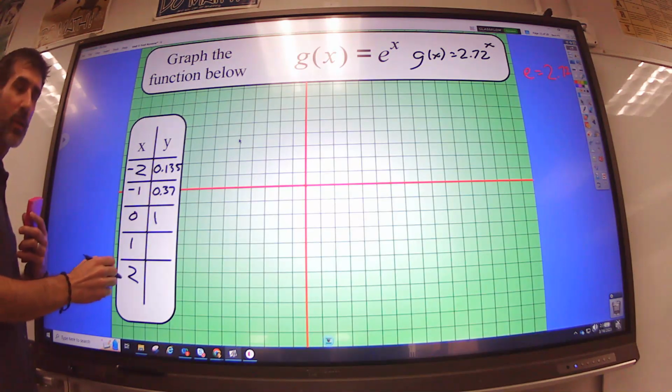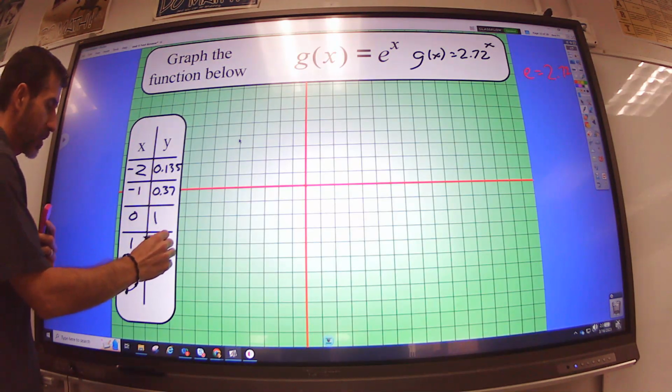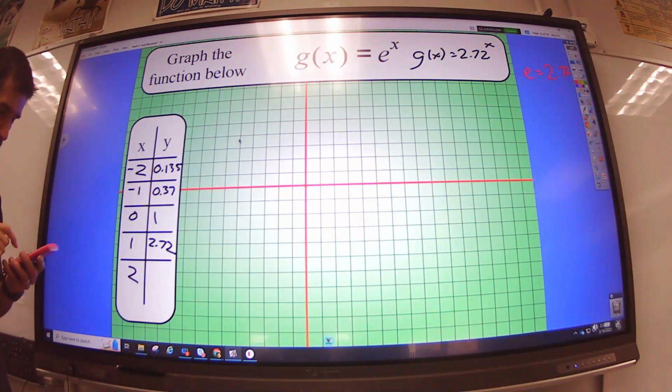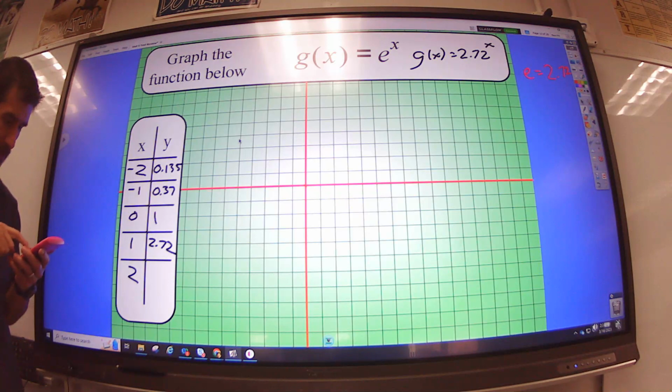1, 2, 3, 4, 5. So make sure you get those at 1, 2, 3, 4. Make sure you can enter those in your calculator. Make sure you're skilled with your calculator.